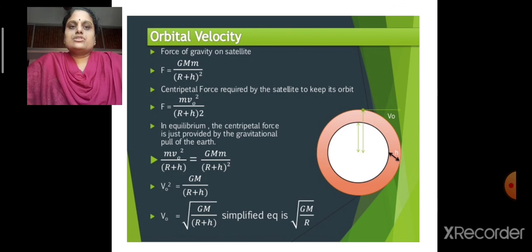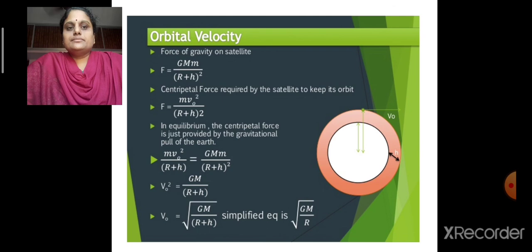We know the force of gravity on a satellite is given by F equals GMm divided by (R plus h) whole square, where h is the height of the satellite from the surface of the Earth. In order to revolve around the Earth, centripetal force is required by the satellite. Centripetal force is given by F equals m v0 square divided by (R plus h), that is, mv square by r. Here v0 represents the orbital velocity.